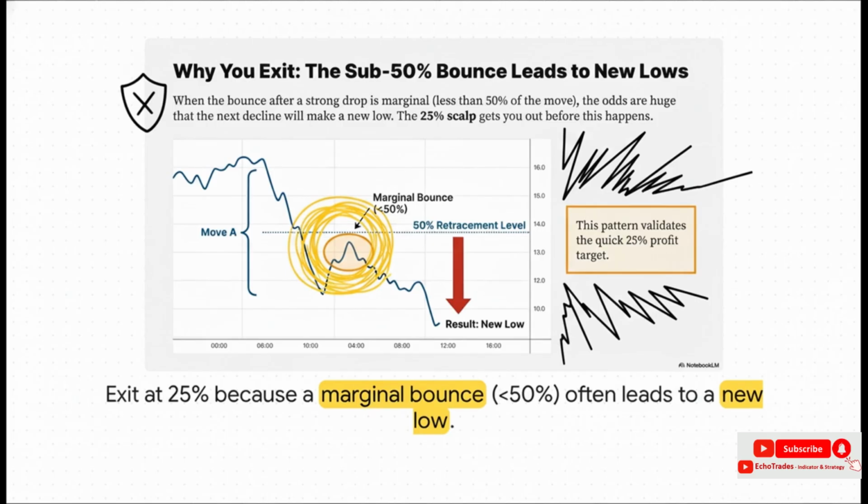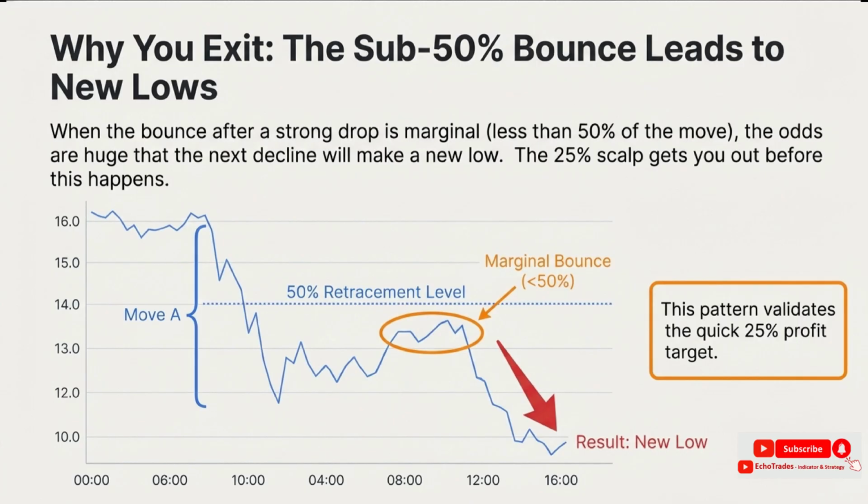But you might be asking, why get out so fast? Why not hold on for a bigger gain? Great question. It's because that 25% target is also a defensive move. The stats show that when a bounce is kind of weak, meaning it fails to get back at least half of what it just lost, the odds are very high that the sellers will take control again and push the price to a new low. The scalp gets you in and out before that's likely to happen.